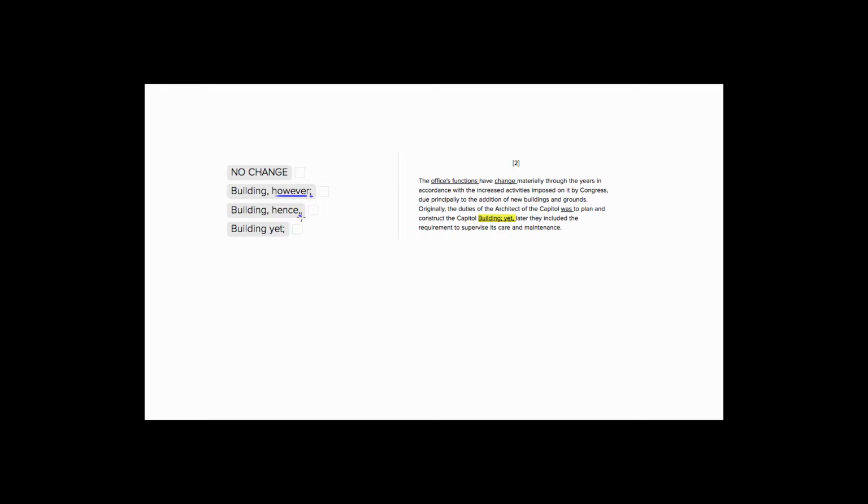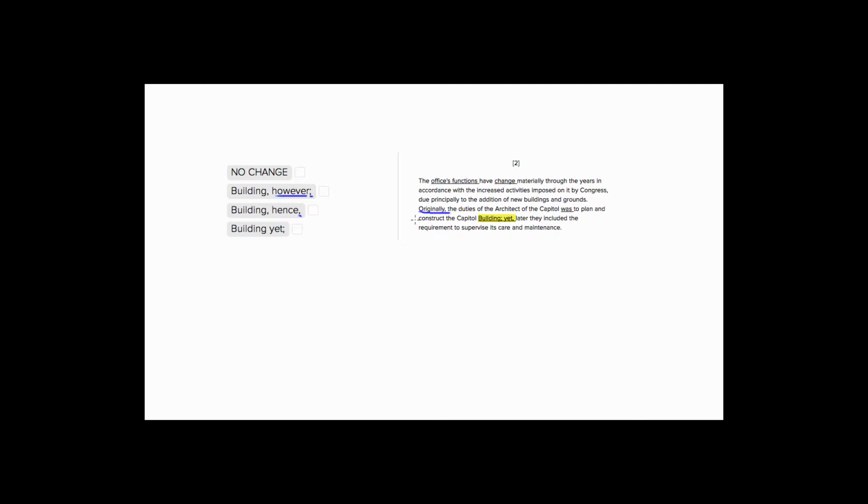So what we're going to want to do is to first find out which of our punctuation makes sense and doesn't cause any sentence fragment issues or issues like that. And then we can look and see which of our transition words is going to best support the author's meaning. So let's look at our sentence. It says originally, so let's mark this. The duties of the architect of the Capitol were to plan and construct the Capitol building.